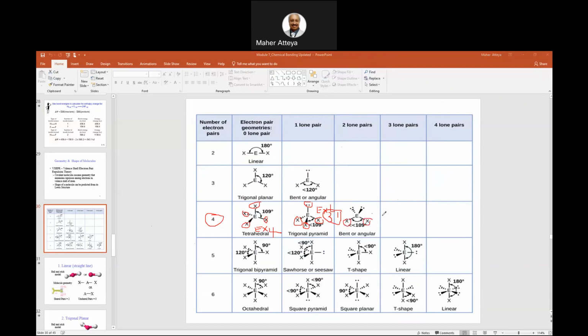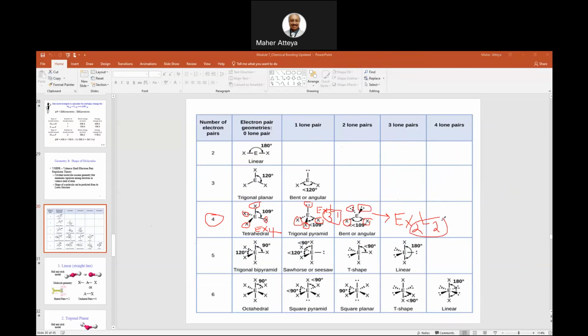So the code of this one here will be EX2, correct? 2 terminal atoms. L2, 2 lone pairs. 2 sets of lone pairs. So this one will be bent. One set of lone pair is trigonal pyramidal. The other one is called bent. And you still have 4 zones because you can add those 2.